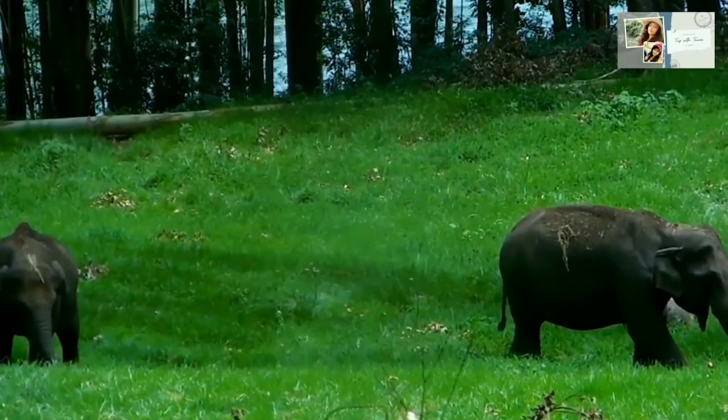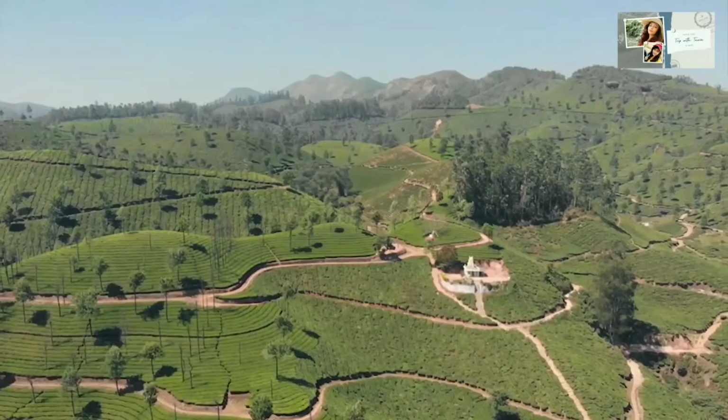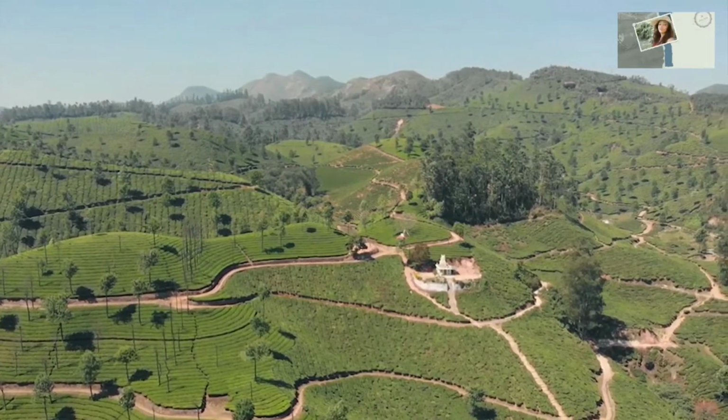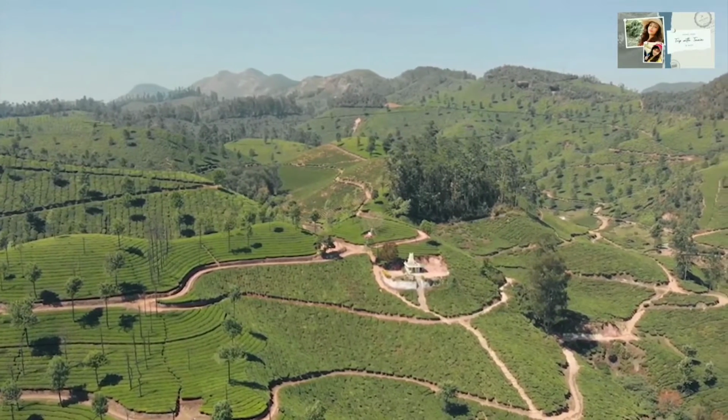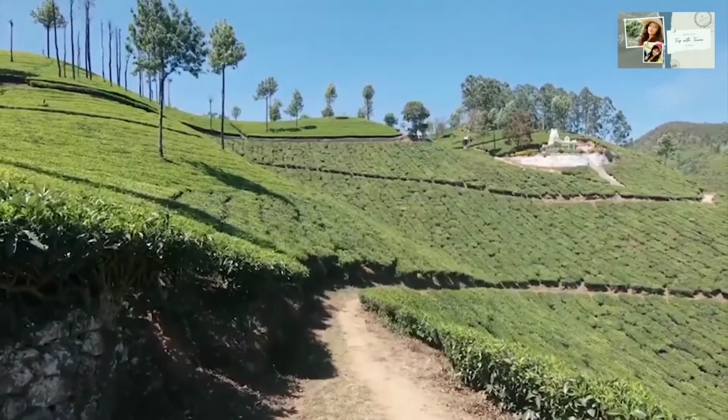In terms of greenery, there is hardly any other destination in India that can outrank Munnar. This is why couples, be it honeymooners or middle-aged couples, are attracted to Munnar.